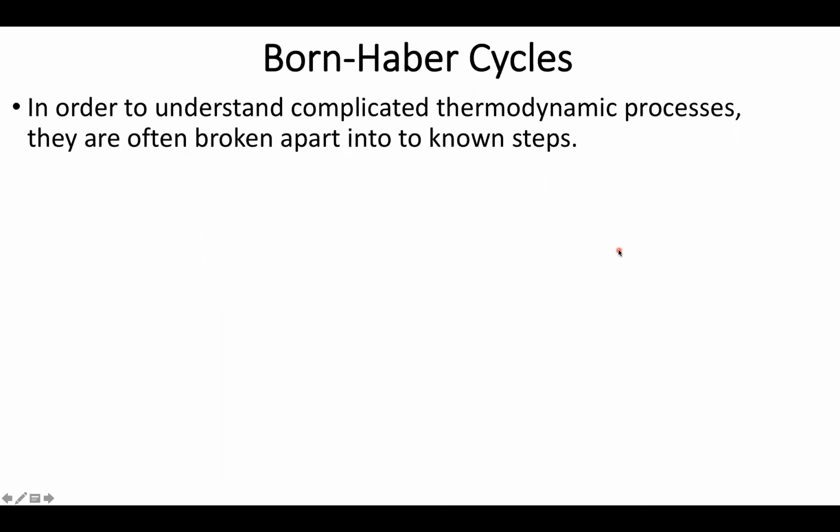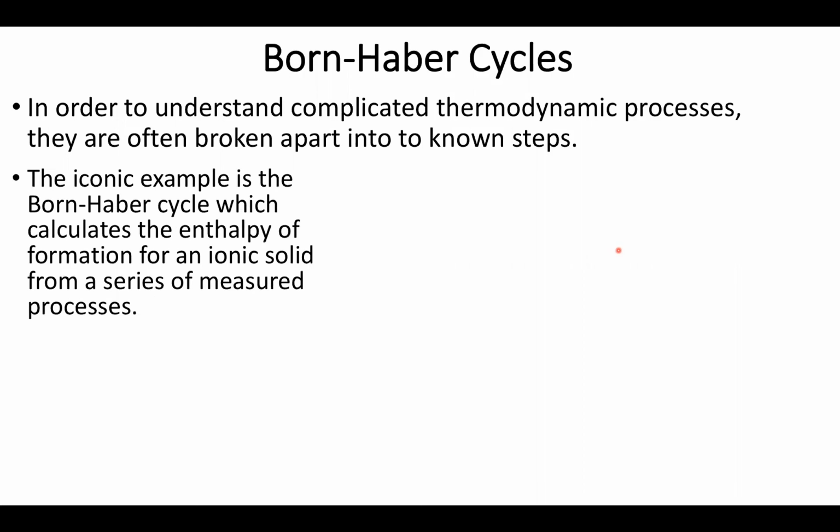So as I have more complicated thermodynamic processes, I'm often going to need to break these up into known steps. Essentially, I need to make a full thermodynamic cycle and figure out what I know and what I don't know, and piece together lots of little pieces of information to get the actual step I care about. So the most iconic example of this is what's called the Born-Haber cycle.